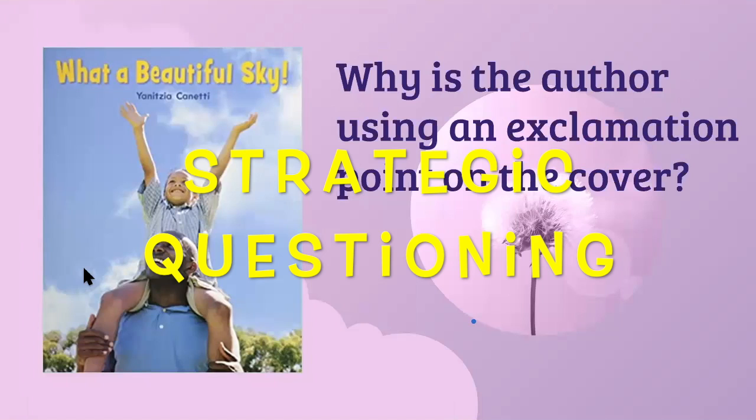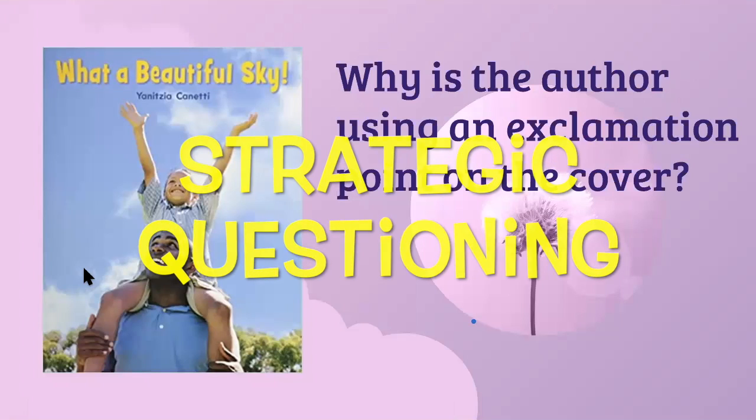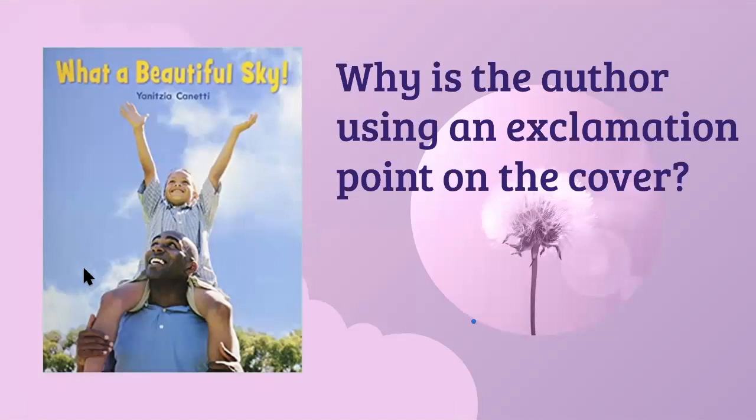Finnegan, why is the author using an exclamation point on the front cover of our story? I don't know. When the exclamation point shows, we can say, what a beautiful sky, if it just had a period. But with the exclamation point, we might say, what a beautiful sky! So how is that different?